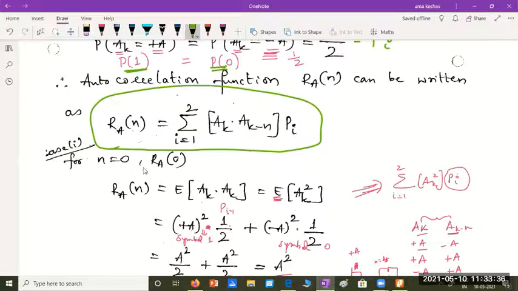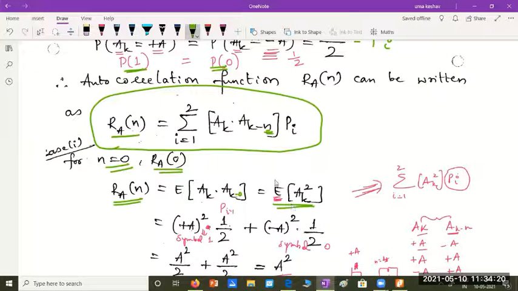So first, let us substitute this n as 0. If this n is 0, the value of ACR becomes Ra of 0. And Ra of 0 is found as, remember how did we find Ra? It is the mean or expected value of ak into ak minus n. Here it is k minus 0, so it will be ak into ak, or it gives us the expected value of ak square. And how do I find the expected value? It is this equation, summation ak square into Pi.